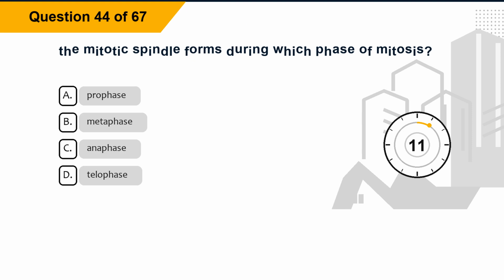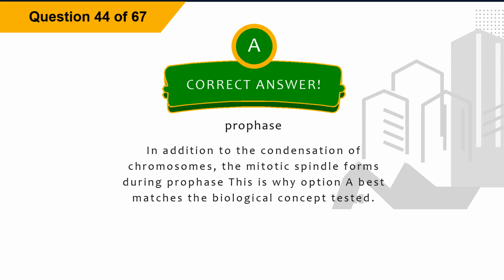Question 44. The mitotic spindle forms during which phase of mitosis? Option A, prophase. Option B, metaphase. Option C, anaphase. Option D, telophase. The correct answer is option A, prophase. Explanation. In addition to the condensation of chromosomes, the mitotic spindle forms during prophase. This is why option A best matches the biological concept tested.